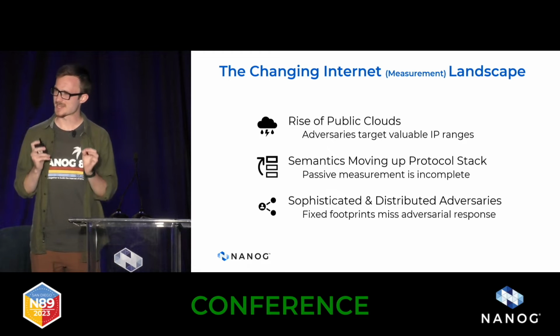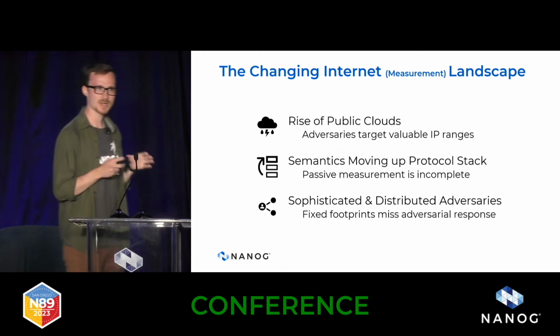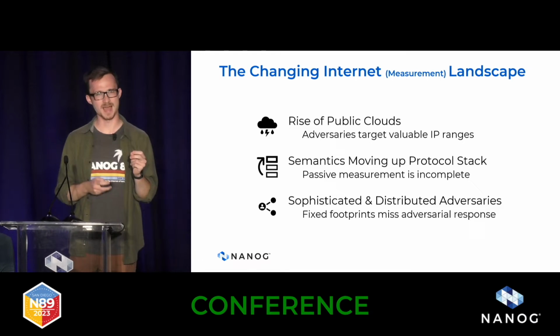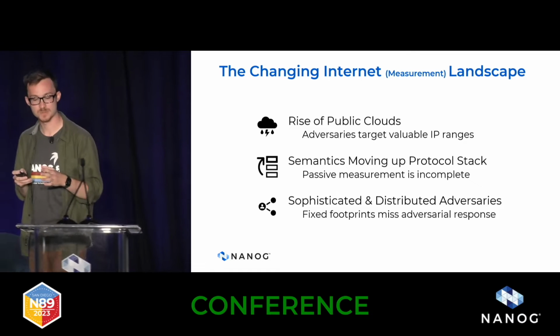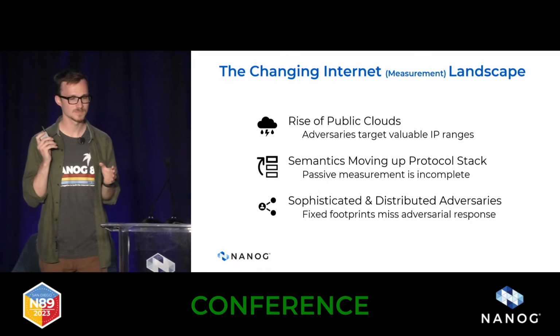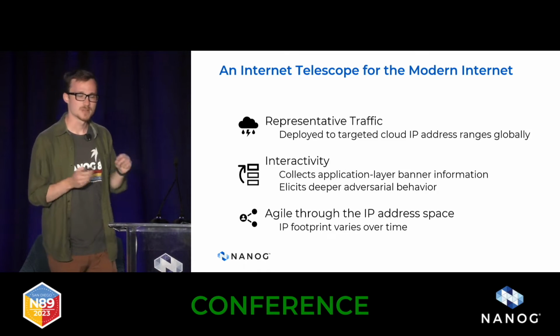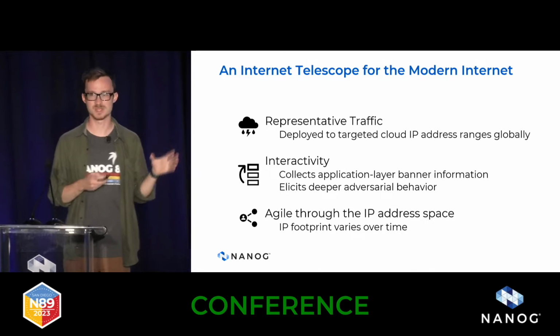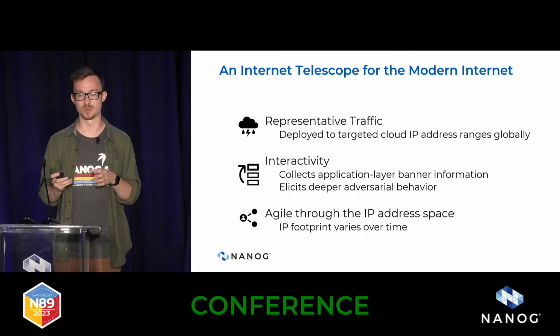And at the same time, those adversaries that we're trying to understand and measure have become more sophisticated and distributed. Adversaries can identify where telescopes are and avoid them. And so, in response to this, we need to design a new type of telescope, a telescope designed for the modern reality of internet deployments.